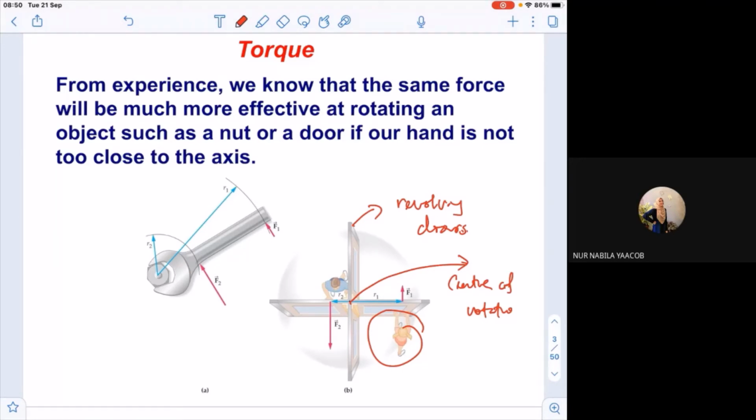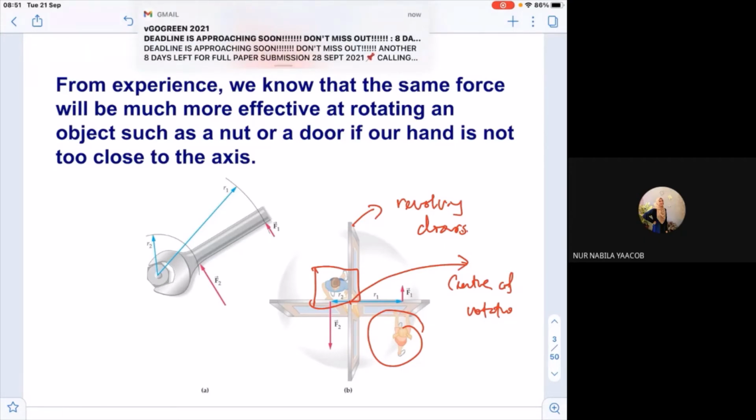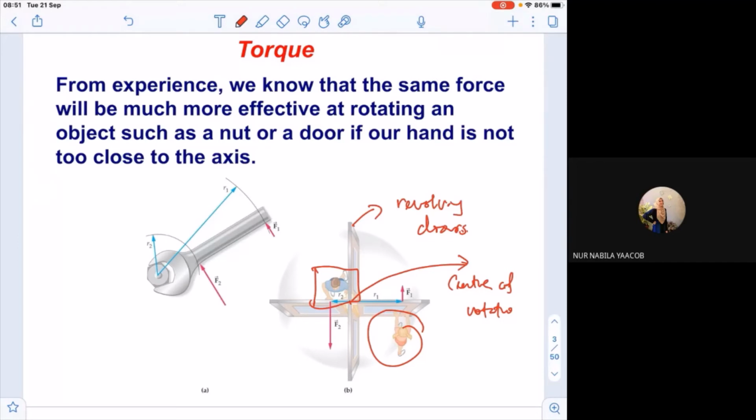Logically, this man should have more power, more force, to push the door and make it revolve. But at the same time, you can see that this girl, who is much smaller compared to the man, can easily push the door to make it rotate. So try to imagine that.